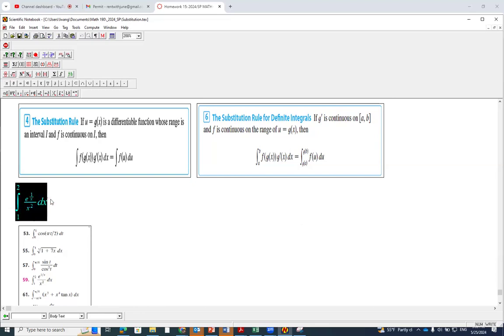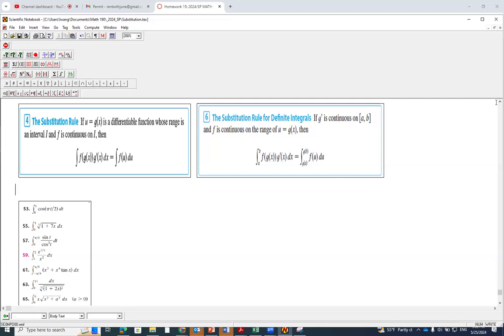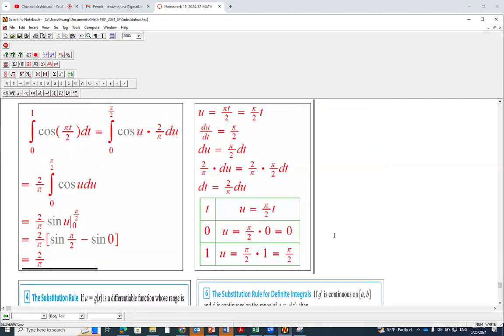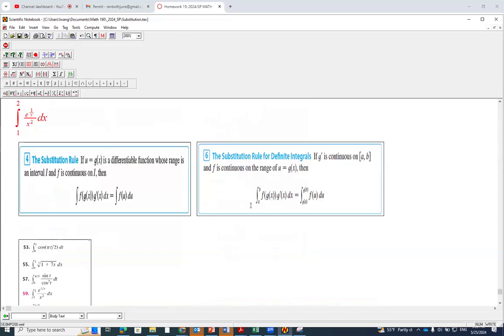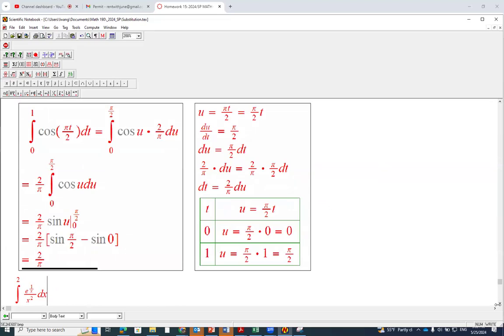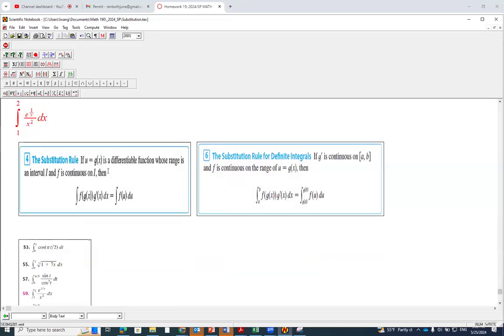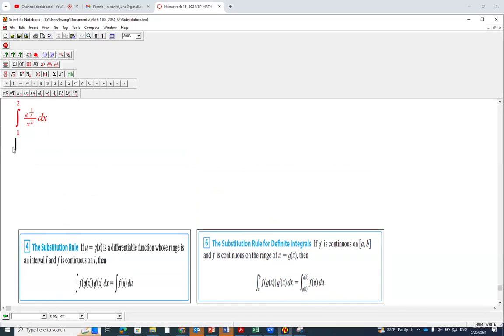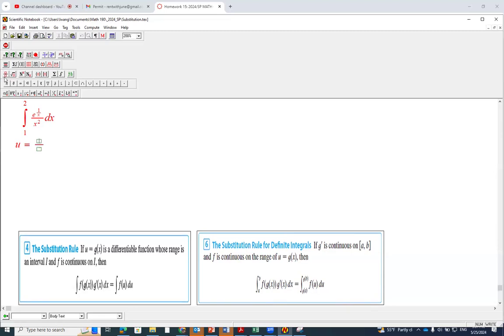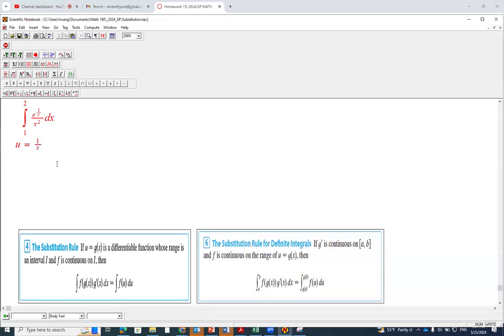I'm going to put it on the top because I want the formula of substitution right underneath, for our reference. So that was the first question. Let's look at how we're going to do this one. The idea is similar. First, we realize we have to do some substitution. Will the substitution be possible? We're going to choose u equals 1 over x.